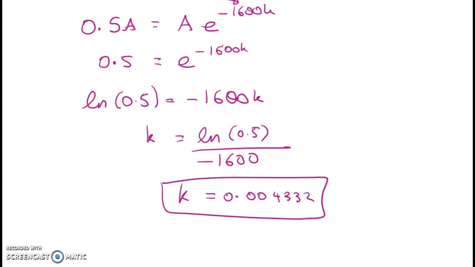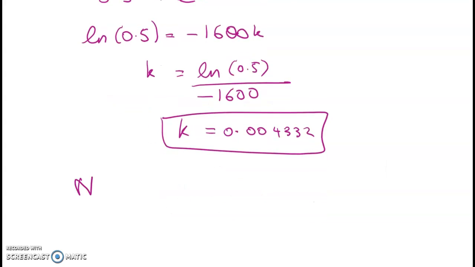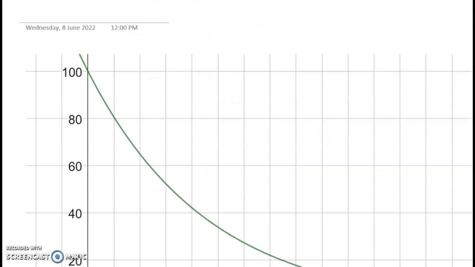We've got a particular solution. We now know that N is equal to the initial amount, A, times e to the negative 0.00, I think I've missed a 0 in there, guys, so the third 0, 4332t. And that means that we can put some shape around our graph, and I've done that on the next slide using GeoGebra just to show you what's going on.